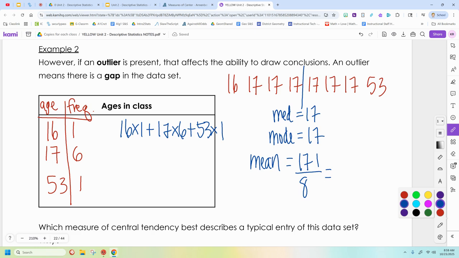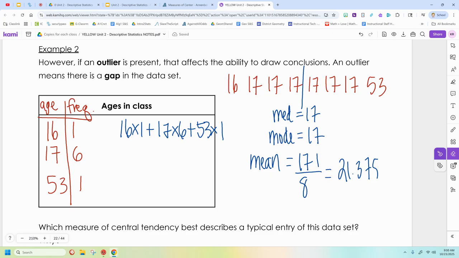All right, what do we get? We need a decimal. It should be probably like 19 point something. 20? 20 point what? 21.375. Is that where it ends? 375? Yeah. Okay, no dots.